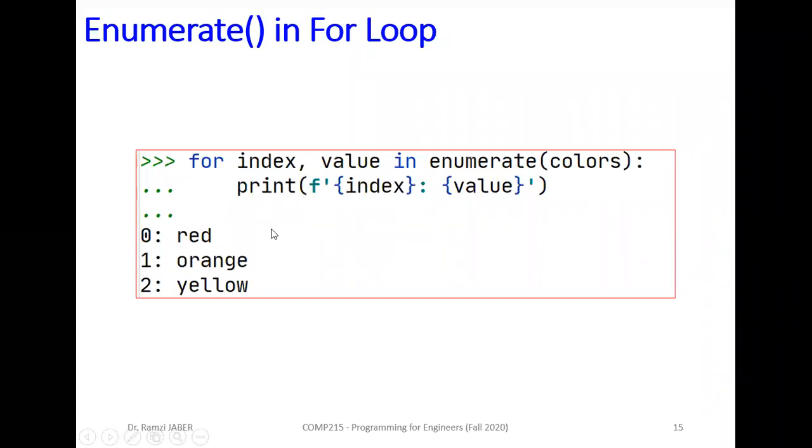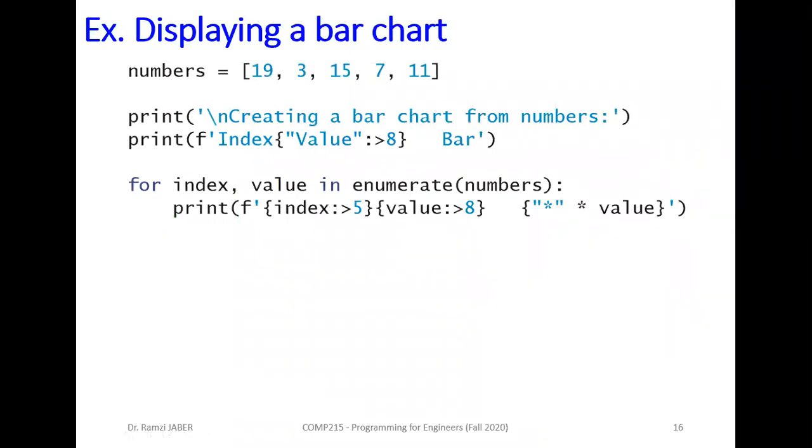Example: displaying a bar chart. If you have a list, numbers, with 5 numbers: 19, 3, 15, 7, 11. This is the given code, creating a bar chart from numbers. Print an f-string with index, value, colon, bigger than 8. This is for alignment. We use a tab from the keyboard, not \t, though we could put \t here. We can put the bar. For index, value in enumerate(numbers), the output will be the index aligned to 5, value aligned to 8, a tab, then a star multiplied by the value. So the output will be like that.